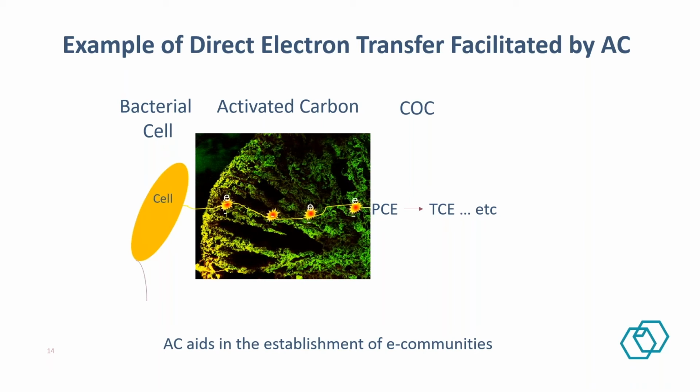If you have activated carbon or like material, the electron transfer can be facilitated through that conductor. So any cell that is capable of DIET could then take a PCE all the way down to ethene. But it's not only that, it's all kinds of other contaminants. These things that happen, we want to think that it's all so specialized, right?